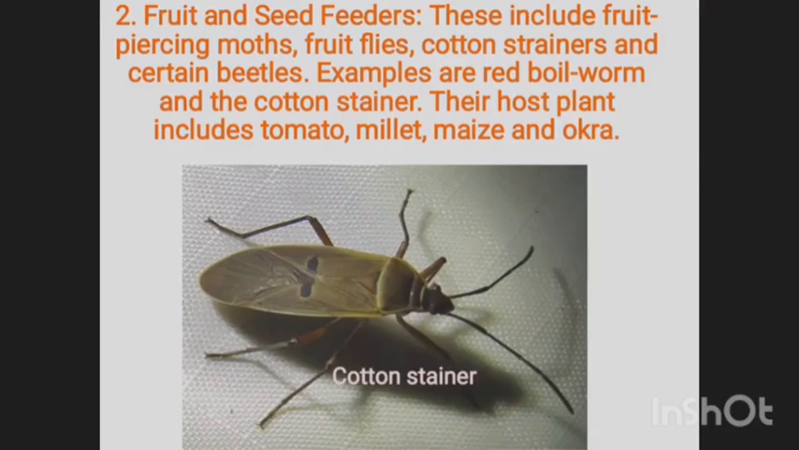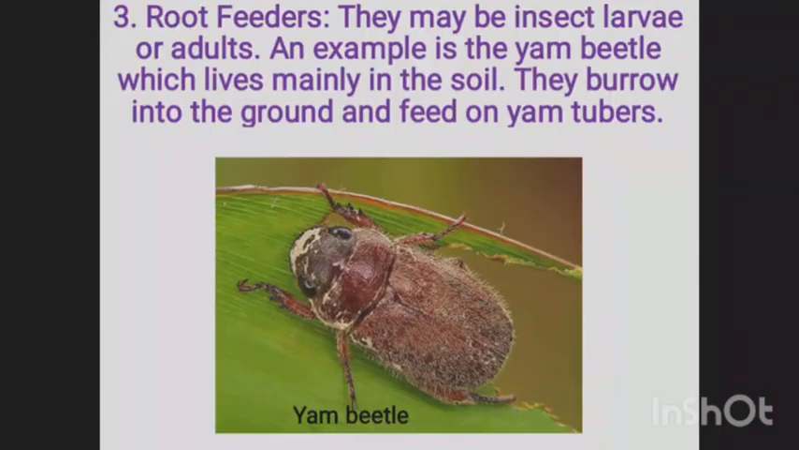Number two, we have the fruit and seed feeders. These are pests that feed on fruits and seeds of plants. Examples we have there are the pansy moth, the fruit flies, the cotton stainer, and certain beetles, and most of their hosts include tomato, millet, maize, and okra. So they feed actually on the fruits and seeds of plants.